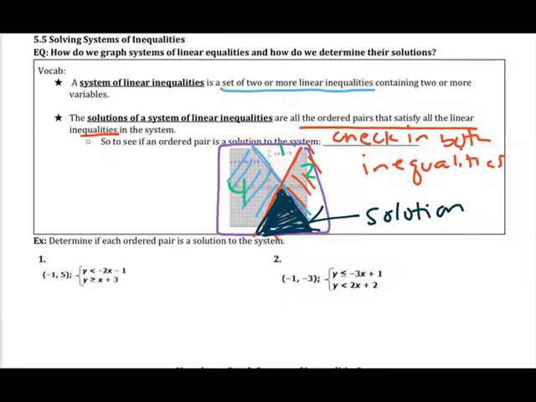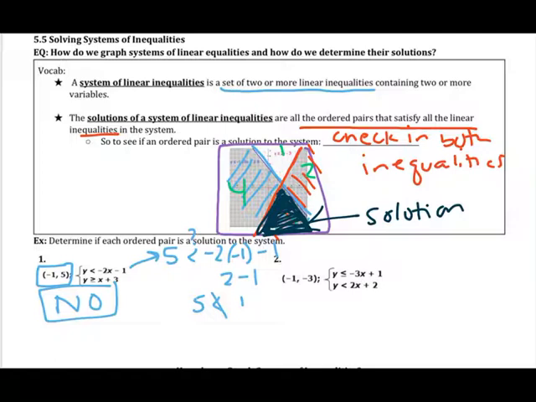Determine if each ordered pair is a solution to the system. Just like in an earlier section, you're going to plug it into the first and see if that's true, then plug it into the second and see if that's true. Both times it has to be true in order for this to be a solution to the system. According to this ordered pair, my y is 5, so I am asking, is 5 less than -2 times -1 minus 1? Well, this is +2 minus 1. This is 1. Is 5 less than 1? No, it is definitely not. I don't even have to check the second inequality because it's not true in the first. And if it's not true in the first, it can't possibly be true in both. So the answer to number 1 is no. That ordered pair is not a solution to the system.